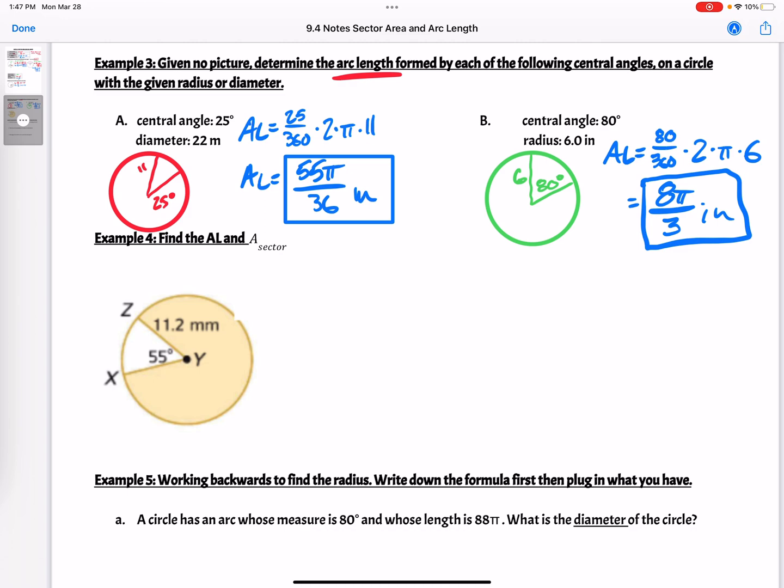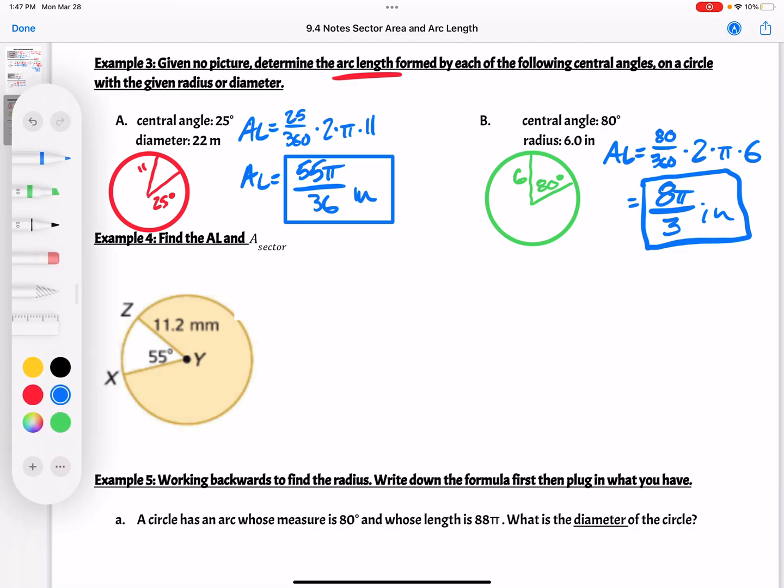All right, next one, we're going to find the sector area and the arc length. So here we go. Check it out, though. Be careful. The sector area is all of this, okay? So 360 minus 55 equals 305 degrees. So our area, the sector, equals 305 divided by 360 times pi times 11.2 squared.